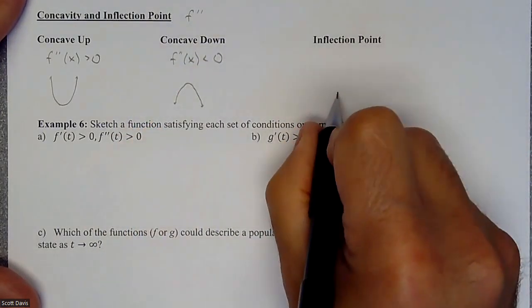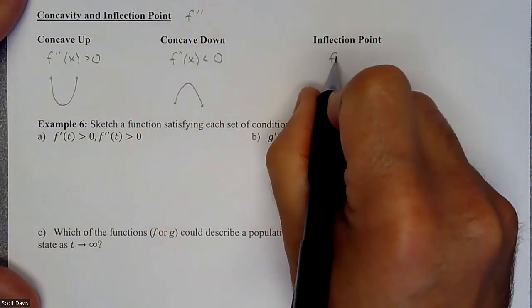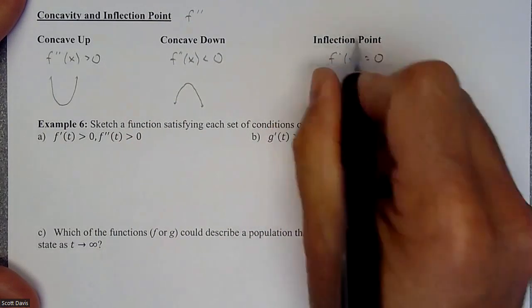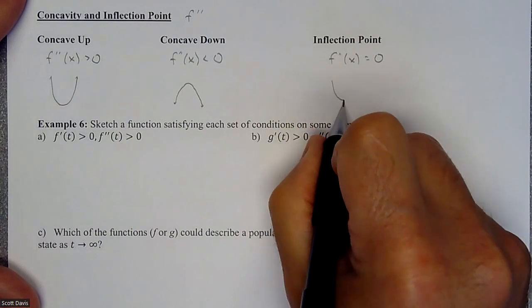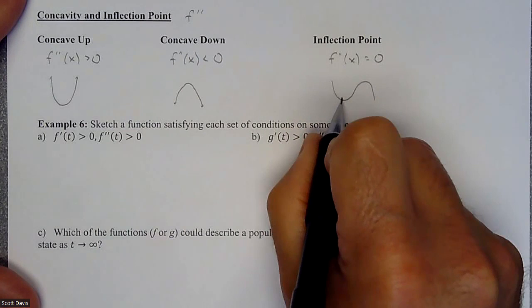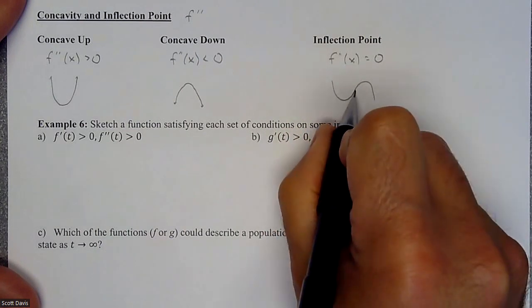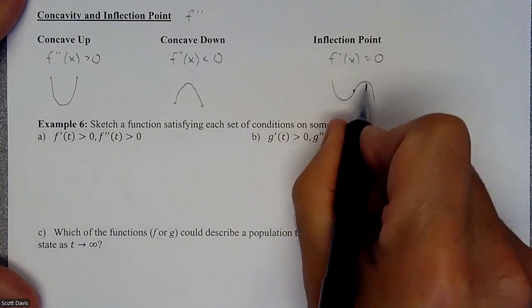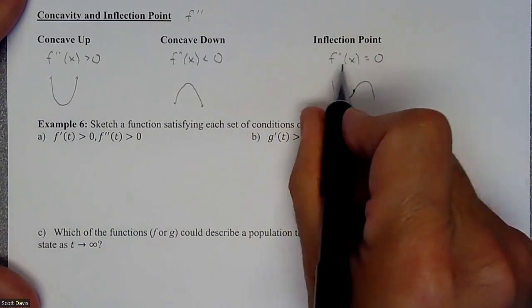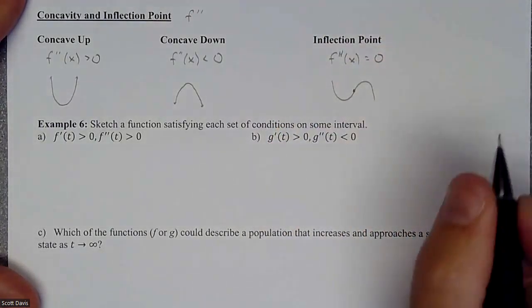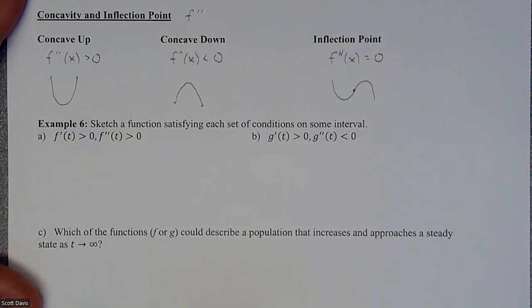And then when your second derivative equals 0, it's called an inflection point. That's when you shift your concavity from one kind of concavity to another. So shifting from a concave up to a concave down, somewhere that transition happens. And that inflection point is the point of when it happens. That's when our second derivative is going to be equal to 0.